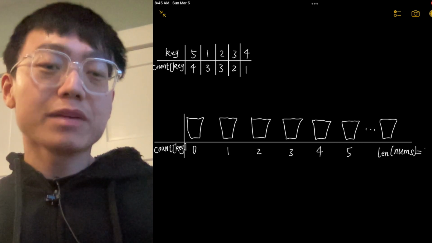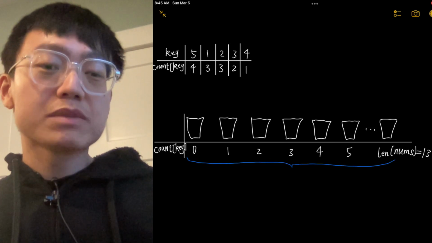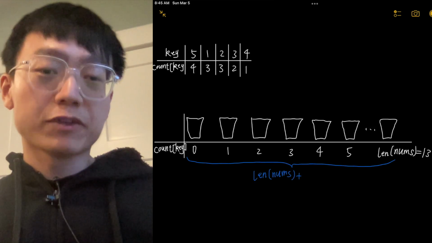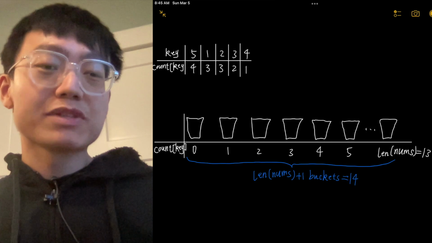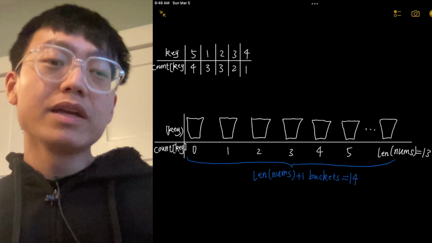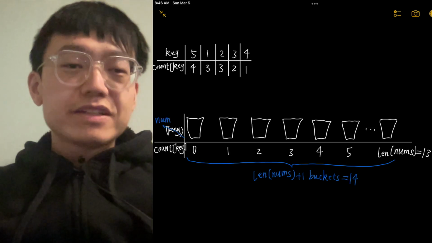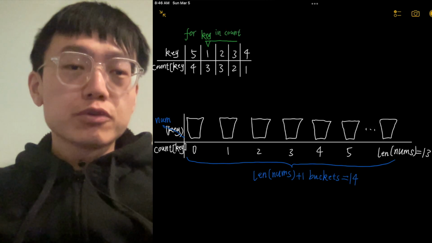So how many buckets do we have? We have the length of them plus 1 bucket, which is 14 in this case. And we just put key inside the bucket. We name them num, and then we use a for loop over the key. We add key into the bucket.